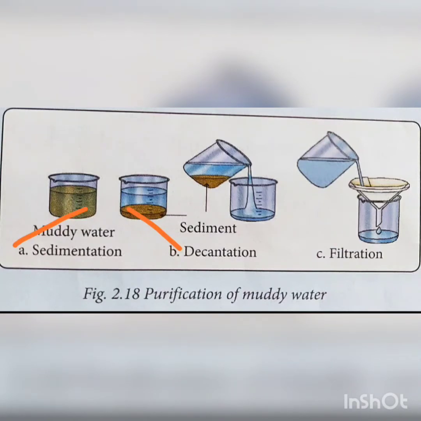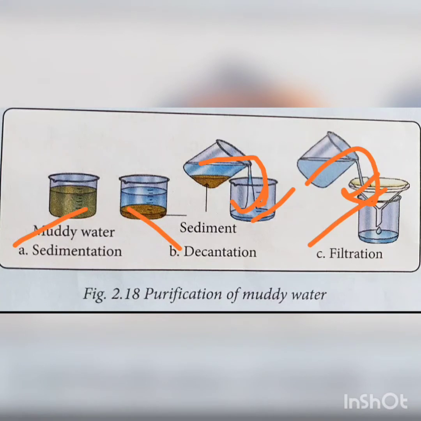Without disturbing the mud particles, carefully the clear water is poured in another beaker. This process is called decantation. Now we use the filter paper and the funnel. Filter the water obtained after decantation.